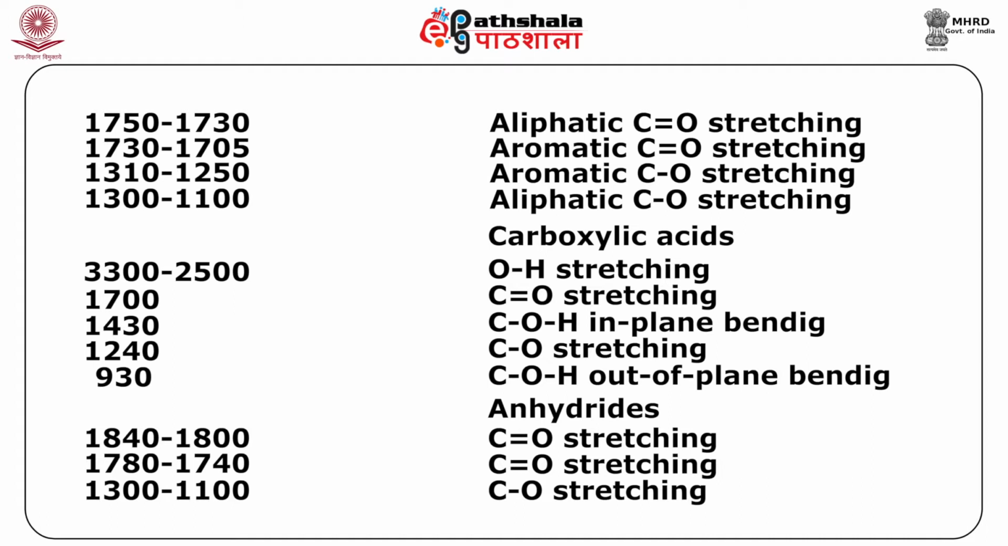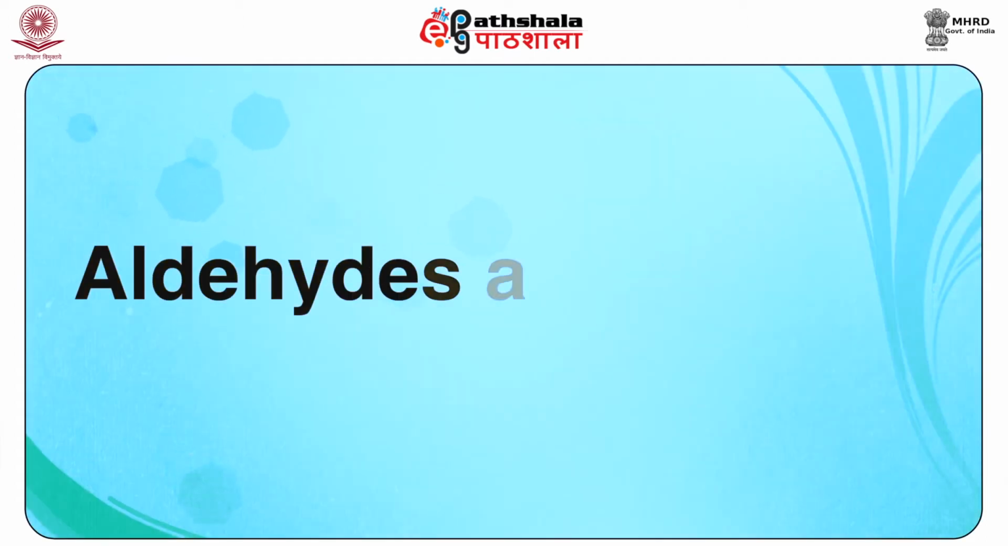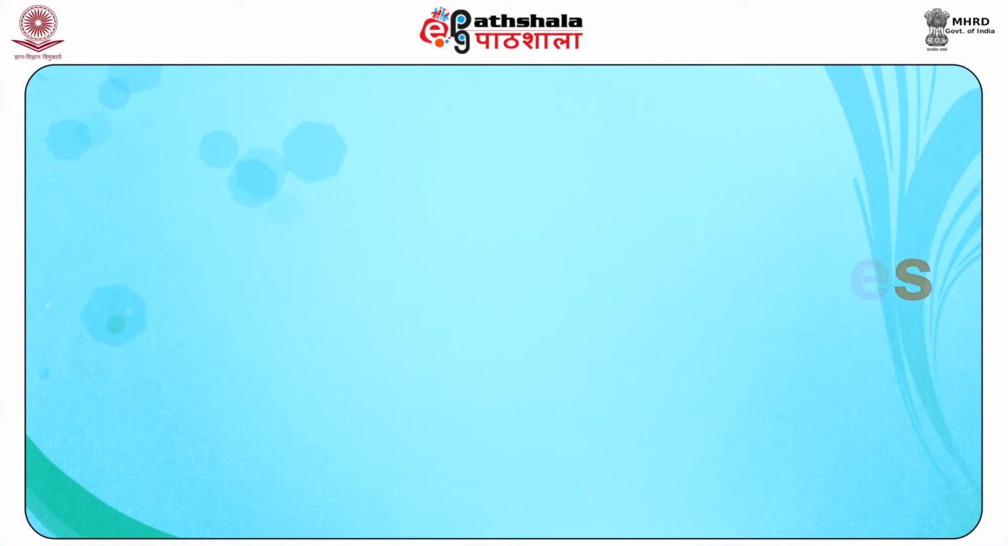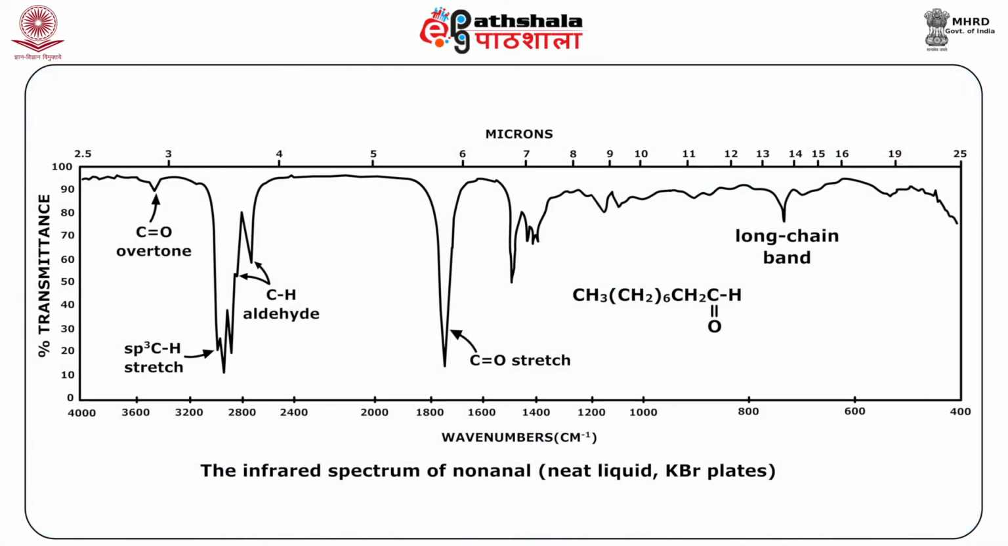Now as you can see in this table, this enlists all the wave numbers belonging to alcohols, phenols, ethers, aldehydes, ketones and esters, carboxylic acids, anhydrides, etc., so that you can in one table compare all the values of the C=O bond. Now let us come specifically to the carbonyl compounds like aldehydes and ketones and study their absorption frequencies. Aliphatic aldehydes show a very strong C=O stretching in the region of 1740 to 1725 cm⁻¹.